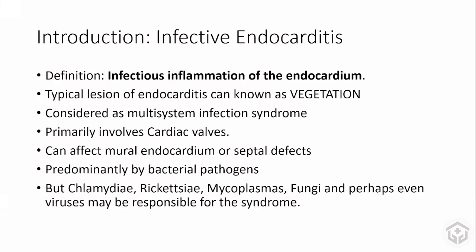It primarily involves cardiac valves as well as the endomural endocardium, the inner surface of the heart, or the vegetations can appear when there are septal defects. Usually the high pressure sites are affected. The causative organisms are predominantly bacterial pathogens, but other agents like chlamydia, rickettsia, mycoplasma, fungi, and even viruses in immunocompromised people may be responsible. But the common one we are looking at is bacterial, and the second most common is fungal infective endocarditis.